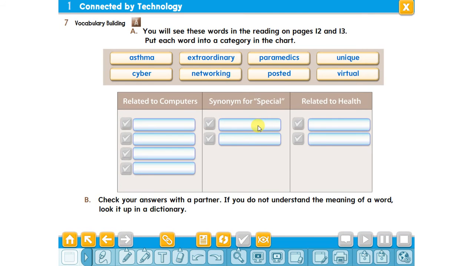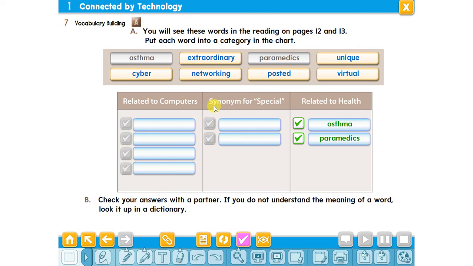What do we have here? Asthma, extraordinary, paramedics, unique, cyber, networking, posted, virtual. Here we have words which are related to computer, synonyms for special. Synonyms mean the same meaning. Related to health: asthma, this is health. Asthma, it's in Arabic. Paramedics. Let's see.